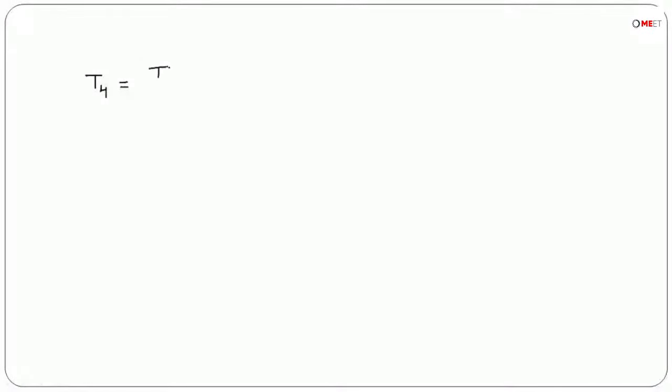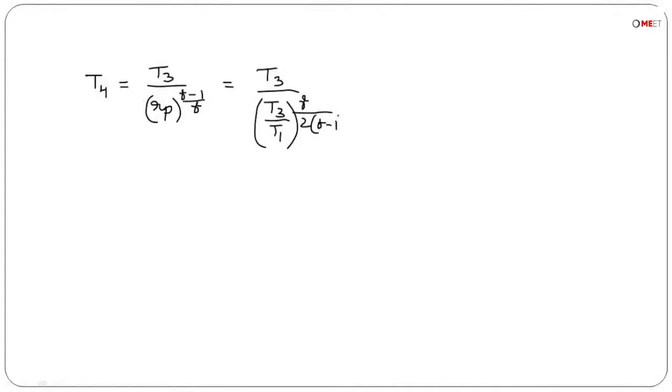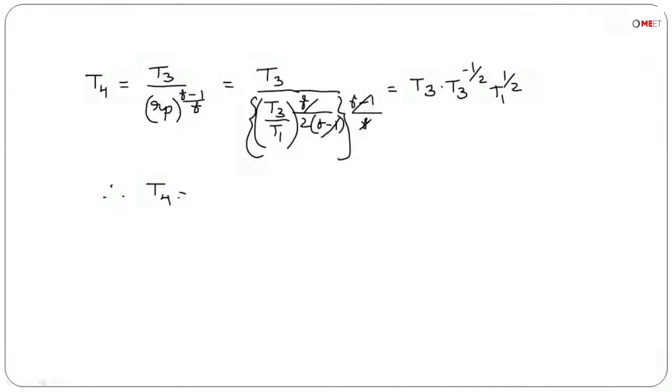Similarly, let us see what is T4. So T4 is equal to T3 by Rp to the power gamma minus 1 by gamma. So we can write this as T3 by T1 whole to the power gamma by 2 into gamma minus 1 whole power gamma minus 1 by gamma. So these two will get cancelled. So from this we can write T3 into T3 power minus 1 by 2 T1 power 1 by 2. So therefore T4 will be equal to T1 power 1 by 2 T3 power 1 by 2, or under root of T1 T3.